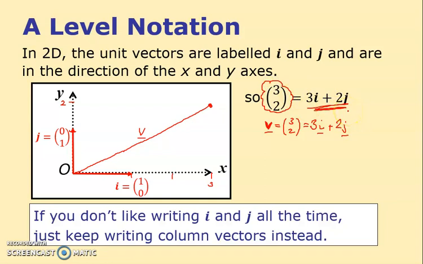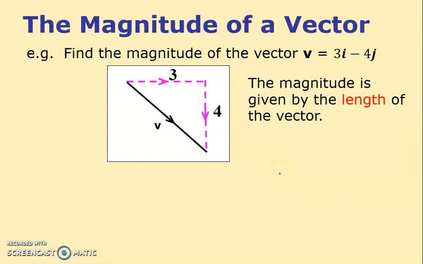Now you might think, why bother doing that? And it's fair enough, because if you don't like doing it, you can just carry on writing column vectors. No one's going to lose you marks, but you've got to expect that the questions may well talk about i's and j's. So you certainly need to be aware of them, even if you choose not to use them in your answer. So this is a classic example. Find the magnitude of a vector, which is v equals 3i minus 4j. Now, unless you know what 3i and 4j are, you're not going to understand it.